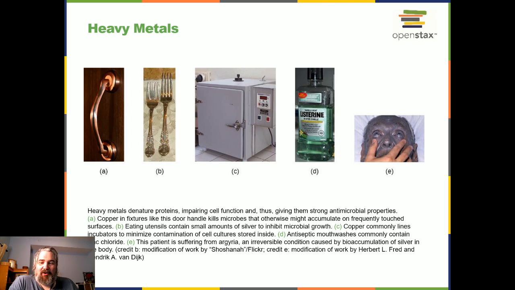All right, so heavy metals. They will denature proteins, impair cell functions, and that gives them strong antimicrobial properties. So copper, like in door handles, would kill microbes that otherwise might accumulate on frequently touched surfaces. The silverware, so actual silverware, that would inhibit microbial growth.